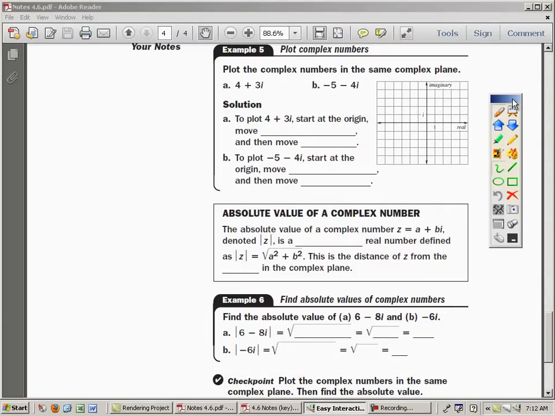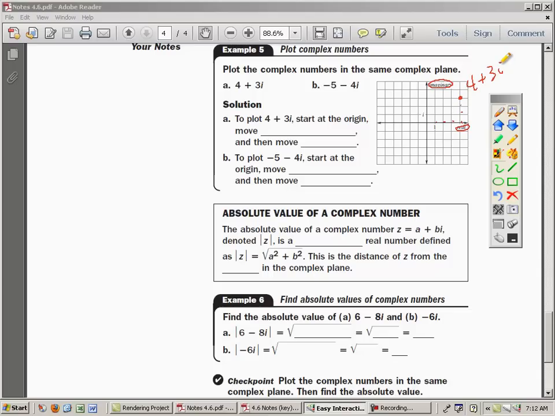So, plot complex numbers in the complex number plane. Now we're going to get into that idea that this is my real axis, this is my imaginary axis, and so if I want to plot 4 plus 3i, I go over 1, 2, 3, 4, plus 1, 2, 3, and so that's 4 plus 3i. That's that imaginary number, over 4, up 3.